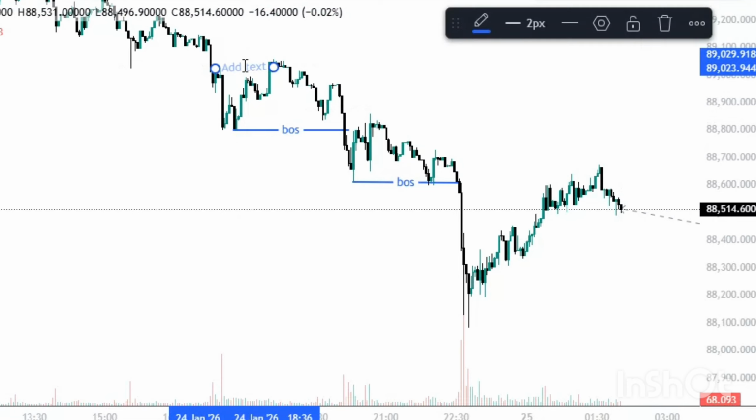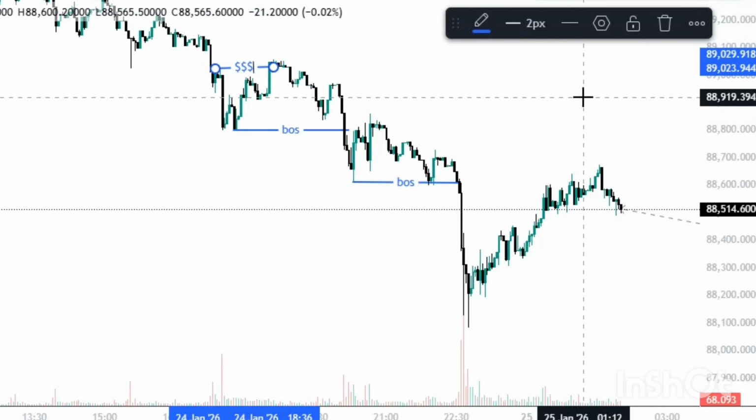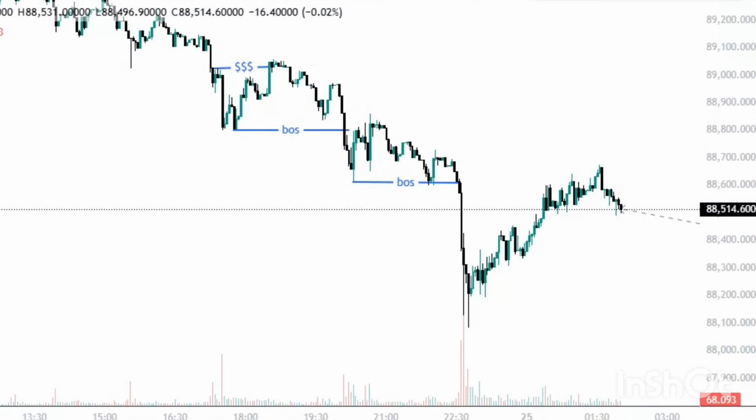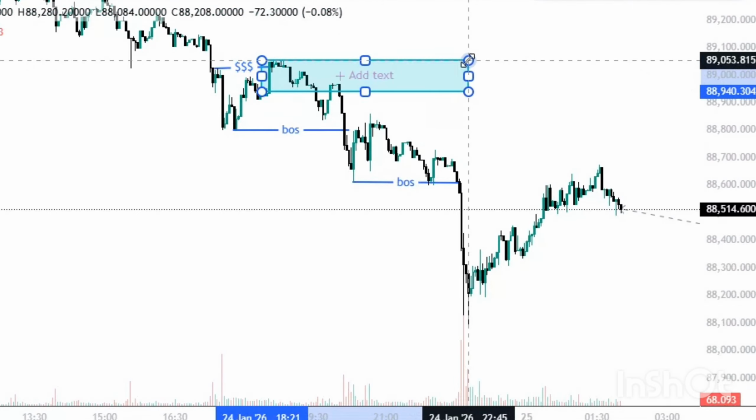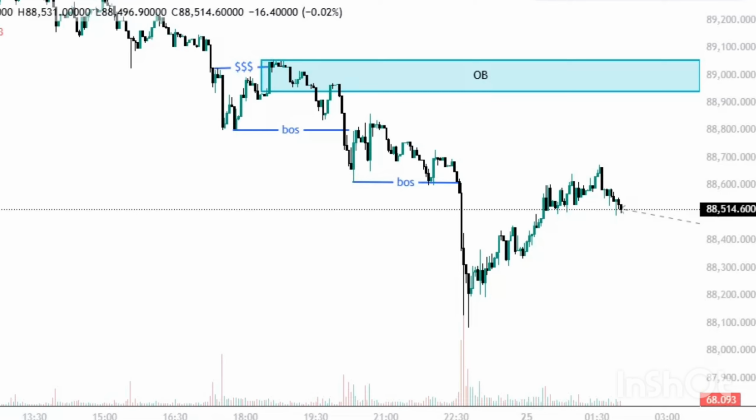If we look closely here, price first sweeps liquidity above this short-term high. After collecting that liquidity, we see a strong bearish displacement that creates the structural break. That is not random movement. That is engineered liquidity collection followed by distribution. So this zone becomes our valid order block, not just a random rectangle, but a zone backed by liquidity logic and structural shift.